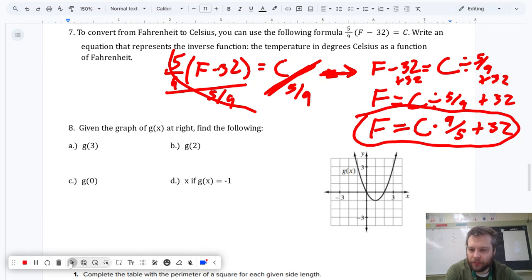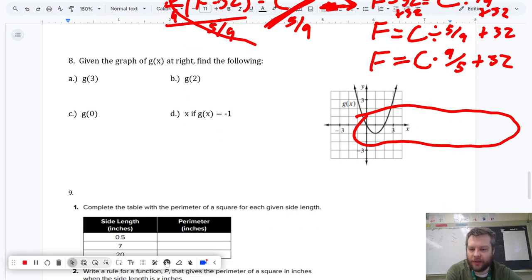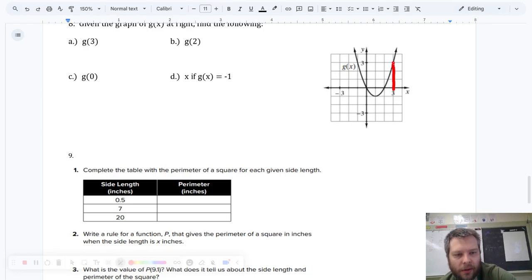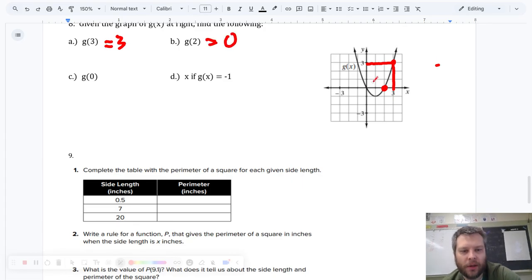Great. Next one, given the graph of g of x at the right, find the following. G of 3. That means that x is equal to 3. So I go to where x is 3, go up here, the y value is 3. G of 2. I go to where x is 2, and I notice that it's on the x-axis. That means that y is equal to 0. G of 0 means I go to where x is 0, and I notice that the y value again is 0.